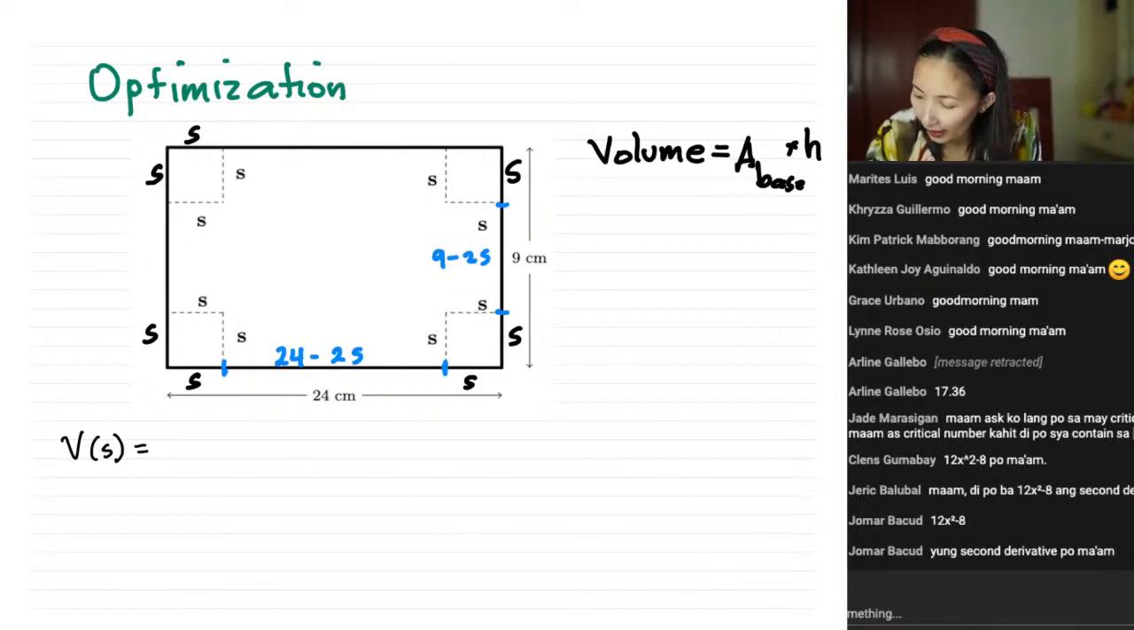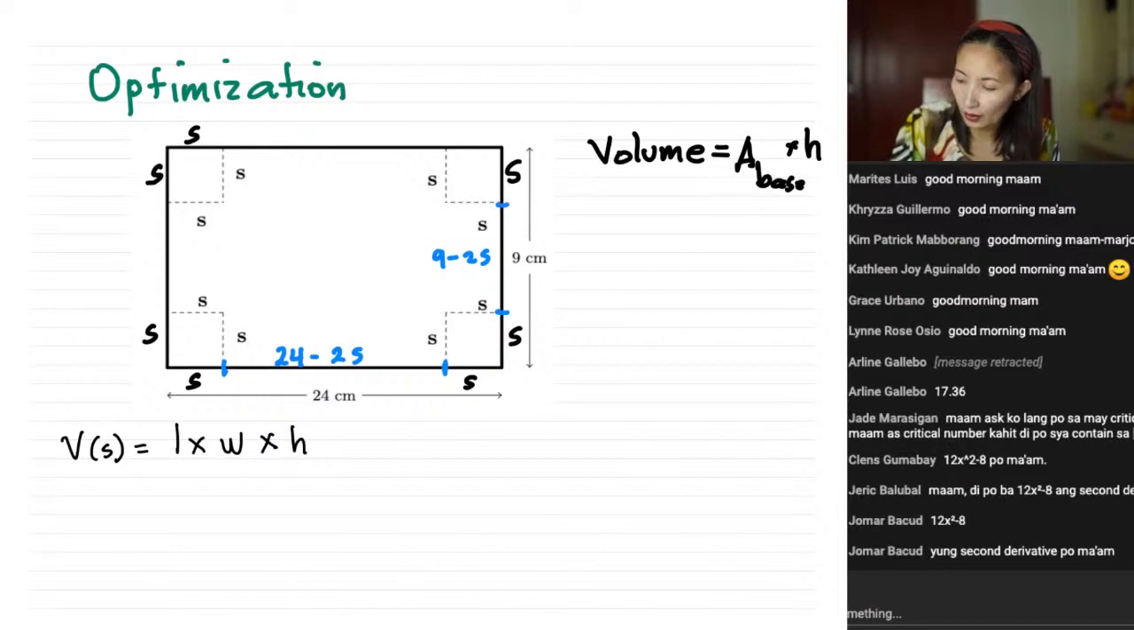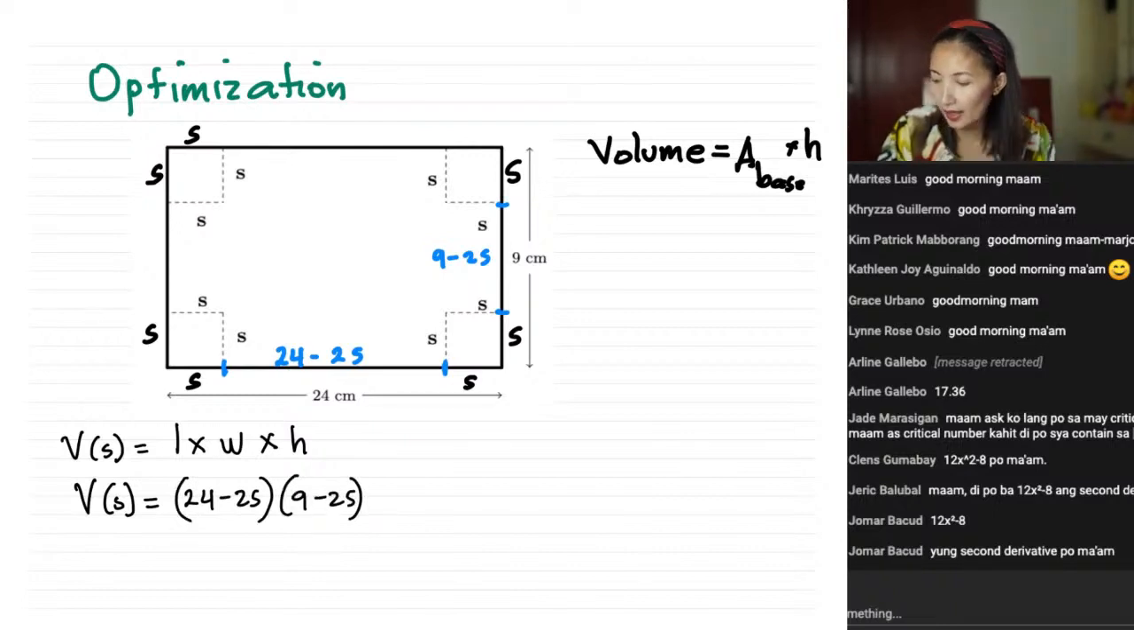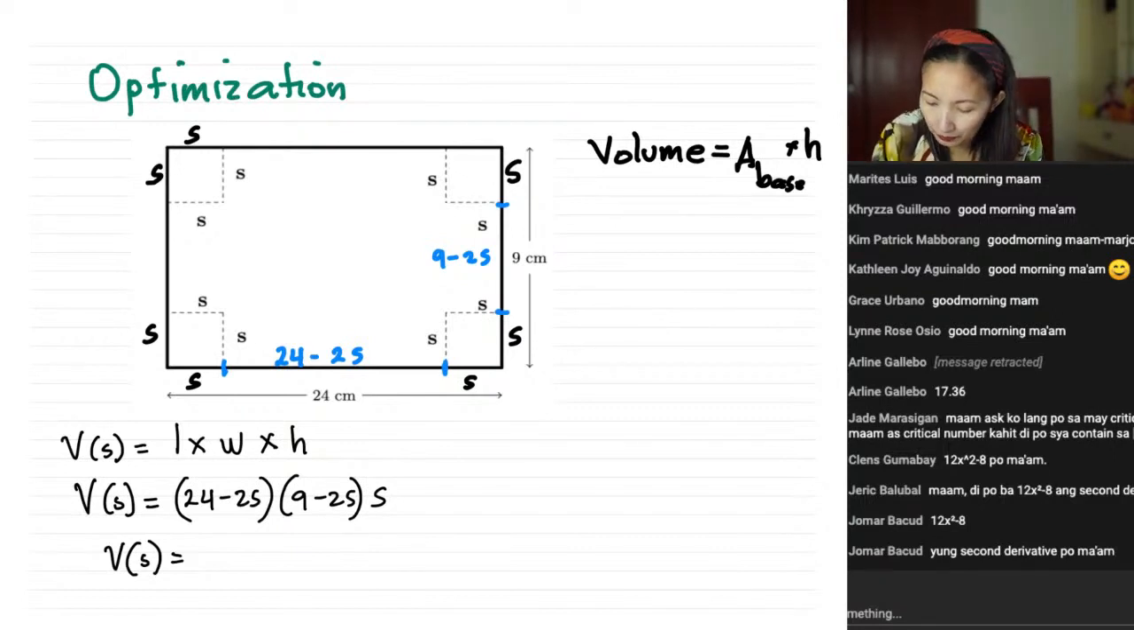The base is a rectangle, okay? Length times width times the height, okay? So the volume in terms of S is equal to the length, which is 24 minus 2S. The width is 9 minus 2S. And the height is S. Okay? Get the product. What will this be? 24 times 9 times S is 216S.